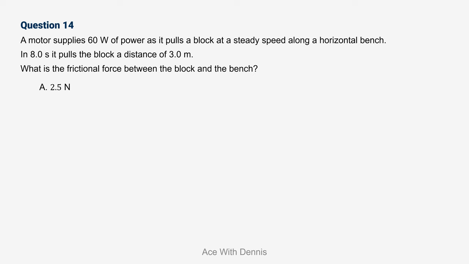A. 2.5 newtons. B. 60 newtons. C. 20 newtons. Or D. 160 newtons. The answer is D, 160 newtons. So, to understand this question, we can draw a free body diagram.